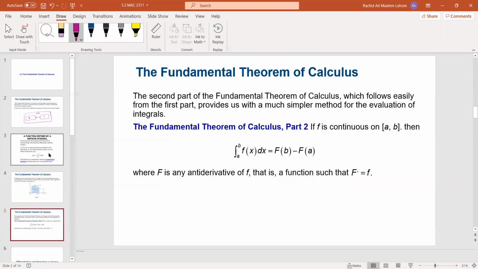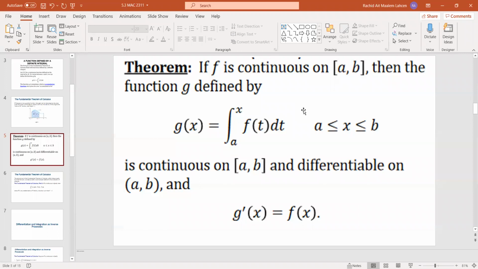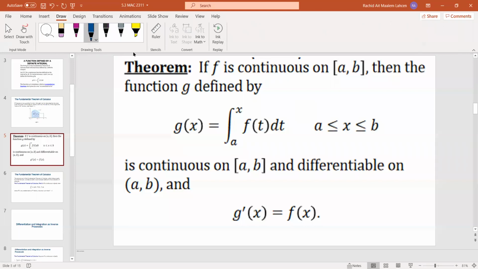So what is this fundamental theorem of calculus? It has two parts. Let's look at the first part. Here is, let's call it, theorem, part 1.